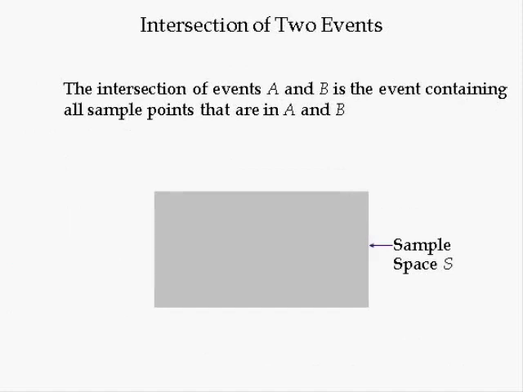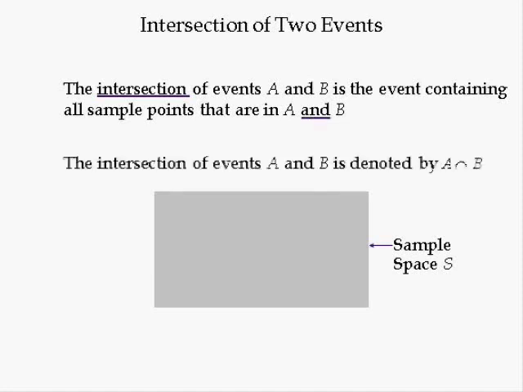A Venn diagram can be used to illustrate the intersection of two events. The intersection of events A and B is the event consisting of all sample points that are in A and B. The intersection of A and B is denoted by A intersect B.